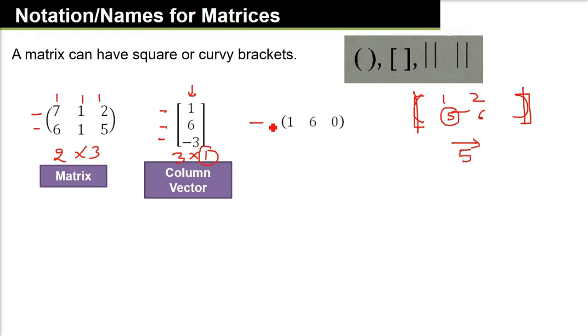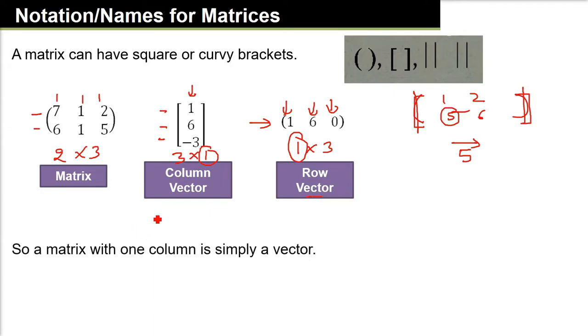So here there is a third matrix. We just have one row and there are 3 columns. This kind of matrix is called a row matrix because it just has one row. Row vector or row matrix. So simply a matrix with one column is called a vector, and this is also a vector. This is the notation and names for the matrix.